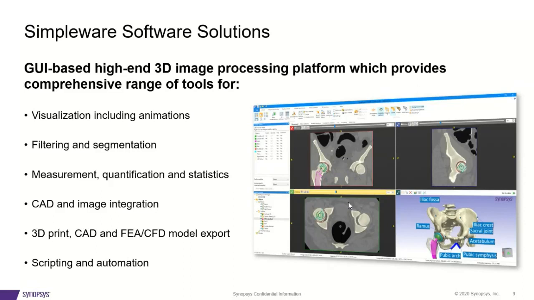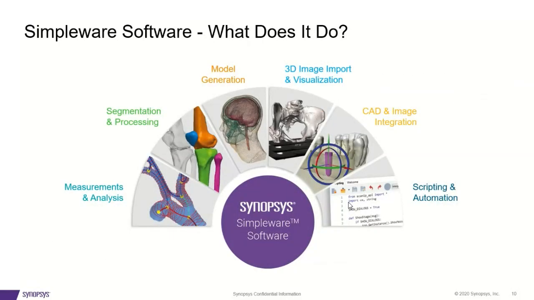And anything you can click within the software you can script within Python, C#, Visual Basic, and you can automate quite a bit of the workflow through macros and things of that nature. So what does the software do? Going from left to right here: measurement and analysis, segmentation, processing of your image data, generating models, 3D image import and visualization, CAD and image integration, and then again, scripting and automation of your workflow.